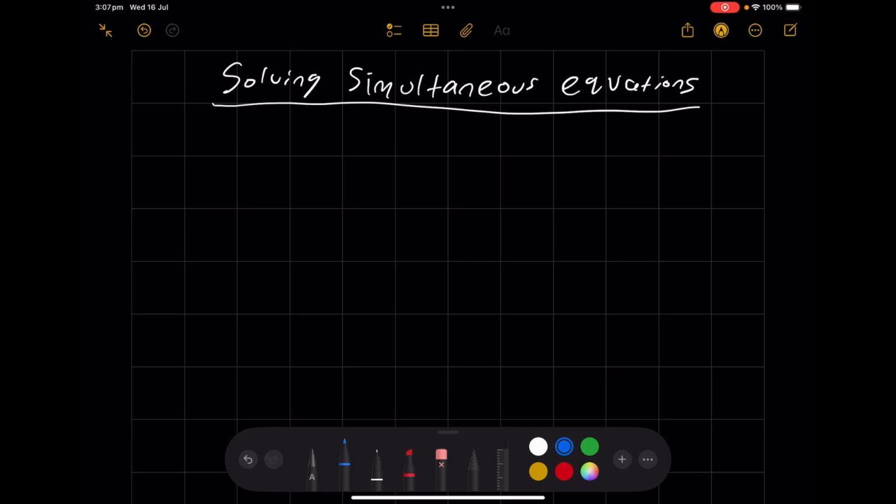There are two methods of solving these questions based on the question that is given to you. And this video is just going to focus on one of them, the equating method. What this is essentially saying is that the two equations we are given are equal, because that's all solving simultaneous equations is: finding the point where they are equal.